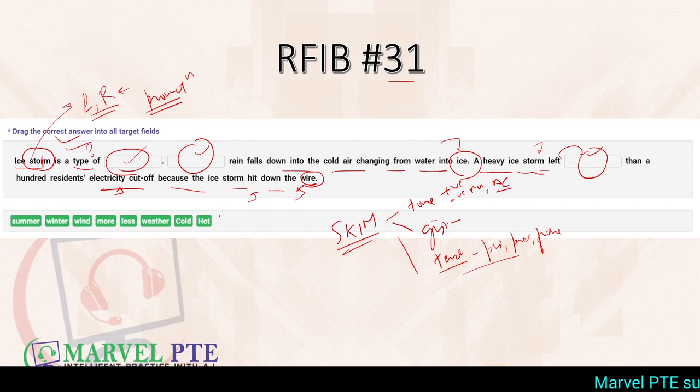Okay, so now we have our options over here, and now let's see the answer, right? So let's get started with the first blank. Ice storm is a type of something.